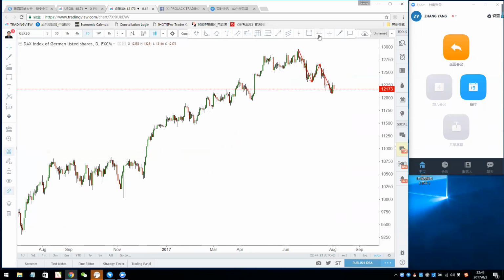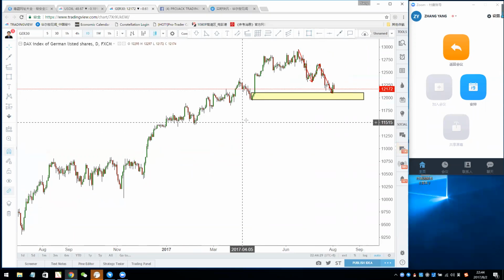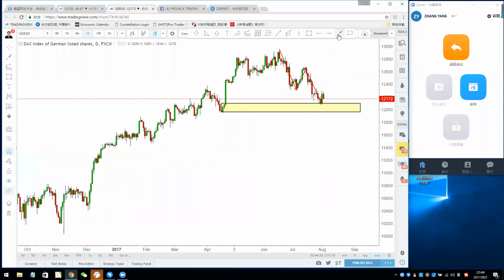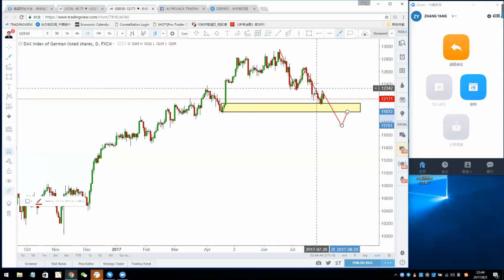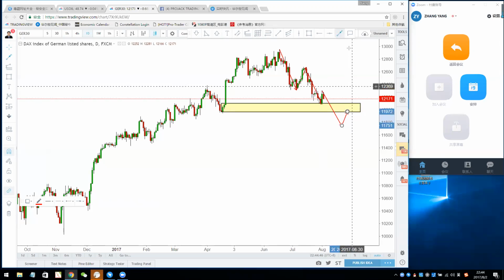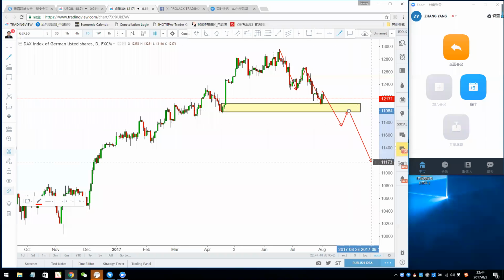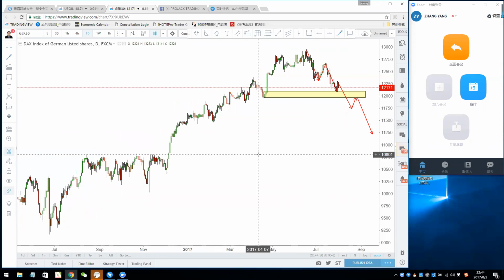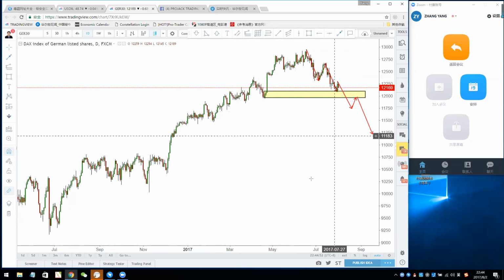And now we have a support from the 12,000 level. So you either wait for this level to break down again and short. The 12,000 level is very important. Breakdown and pullback short, yeah, that's my plan. Breakdown and wait for the pullback.